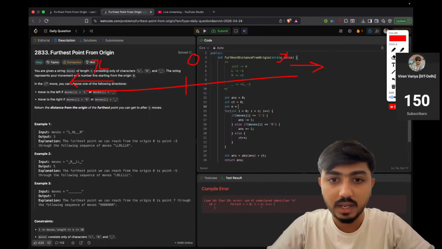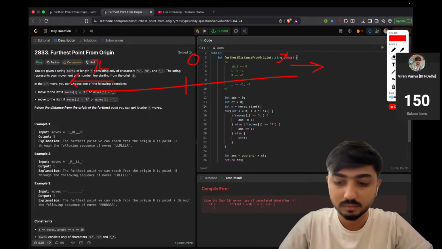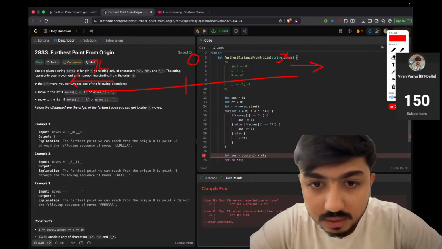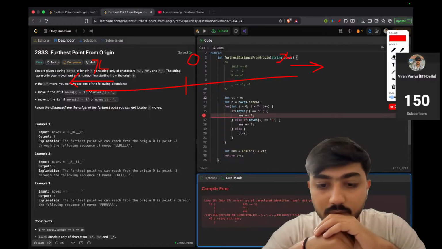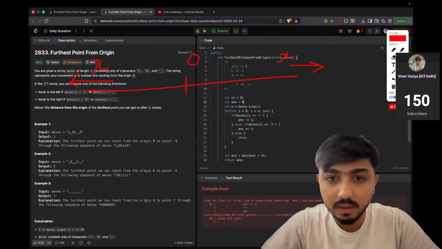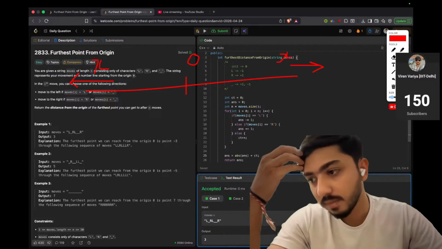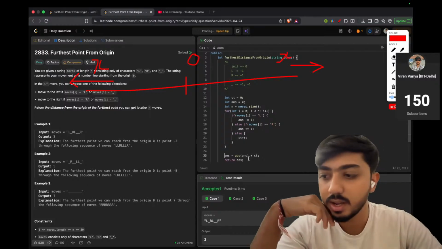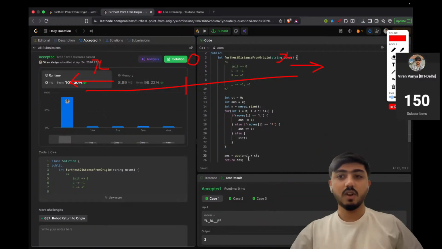Okay, n is not declared, n is just the moves dot size. Answer is being redefined. Let me define answer here and not define answer here. Yes. And if we submit this, we'll get AC. Accepted. Yes, that is all about this question.